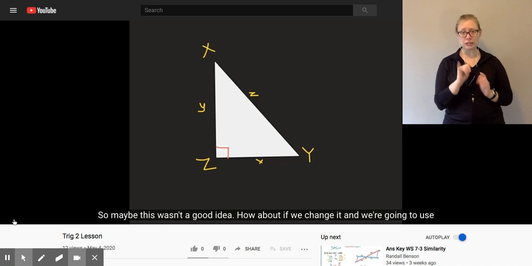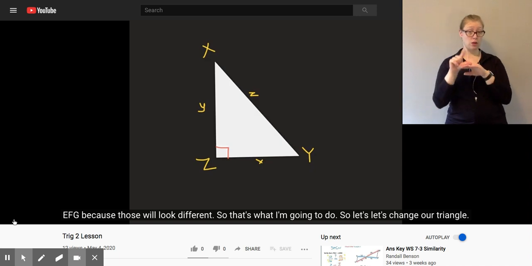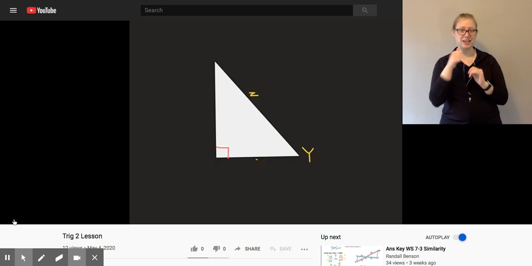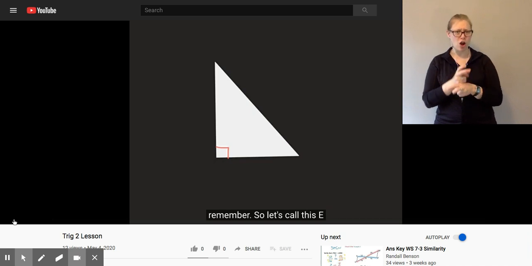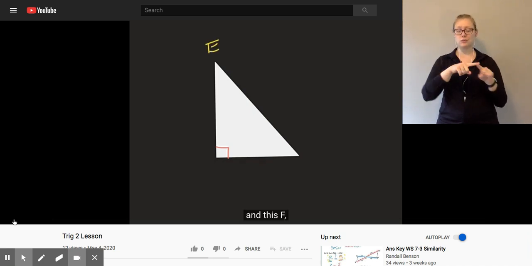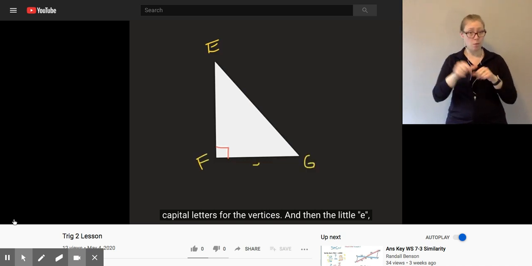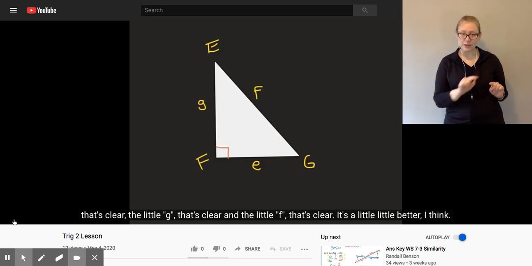How about if we change it and we're going to use E, F, G, because those will look different. So that's what I'm going to do. So let's change our triangle. We're not going to call it that because it can be ambiguous sometimes. The meaning is hard to remember. So let's call this E and this F, capital letters for the vertices, and then the little e, that's clear, the little g, that's clear, and the little f, that's clear. It's a little better, I think.